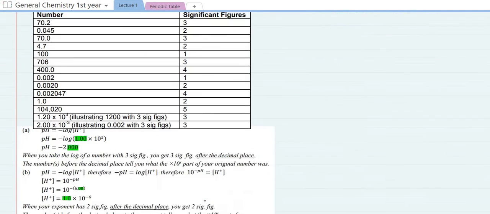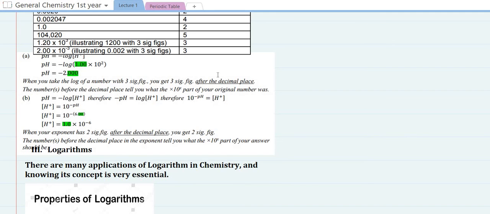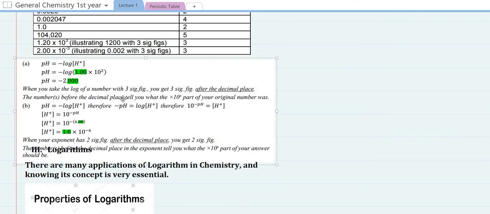Now let us go through the explanation. Here we are calculating pH. Since the concentration has three significant figures, we should have three digits after the decimal point in the pH. And when we are calculating the antilog, we must have two significant digits, therefore the answer is 1.0. I hope this makes sense to you and you have understood the concept.